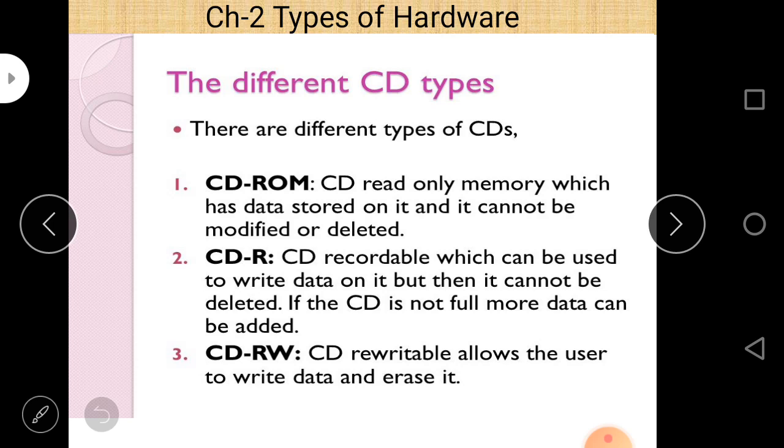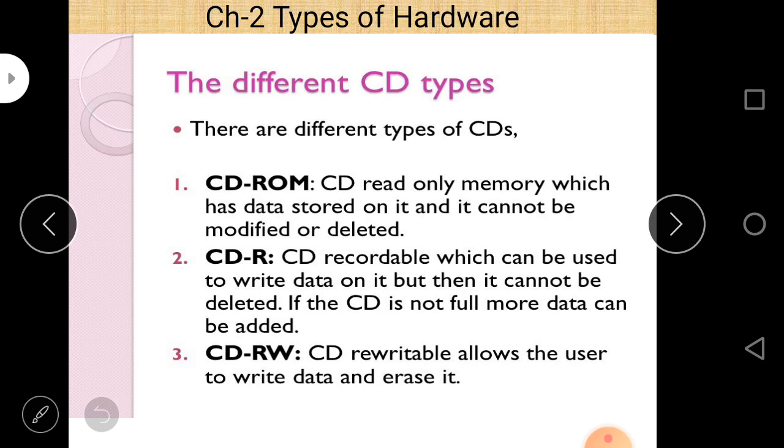And the second thing is that when you write data in a CD, it cannot be deleted at any cost. So you can write data in it, and if the CD is not full, you can also add more, but after writing data in a CD, you cannot delete it.